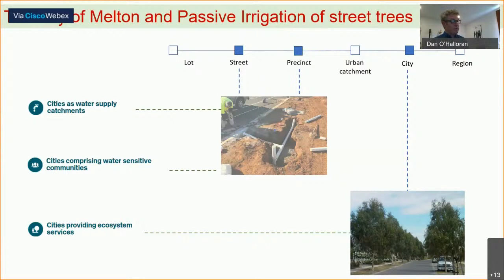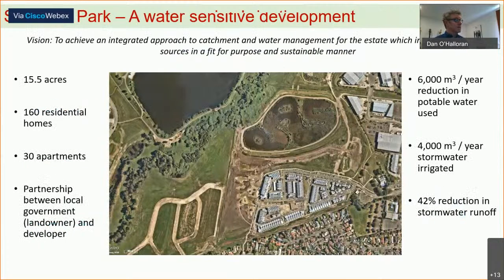And also the city is providing ecosystem services. So 130,000 trees across this area is going to deliver a lush green landscape as to something that would otherwise be quite dry and quite harsh. That's my first case study.